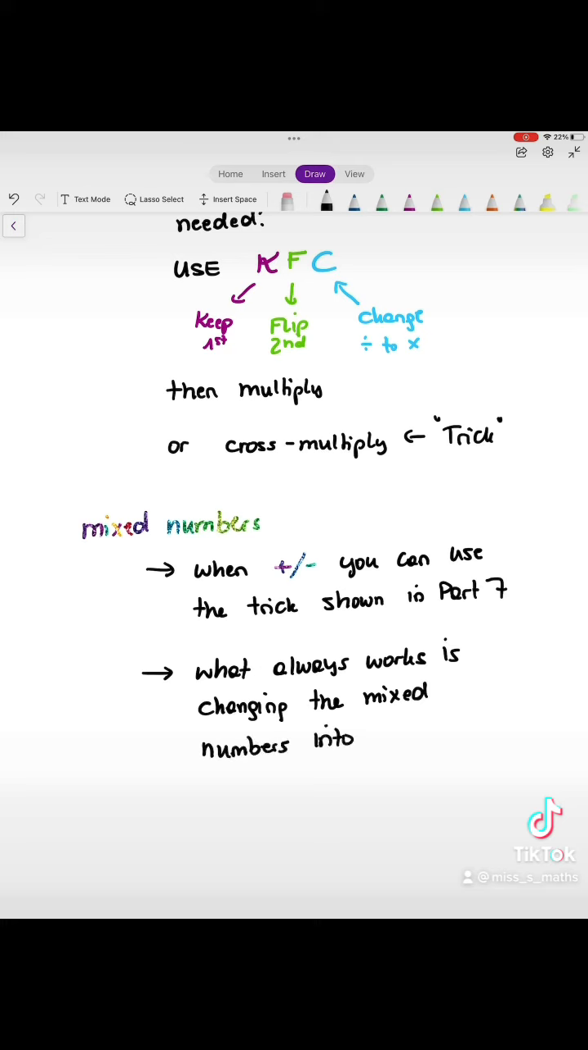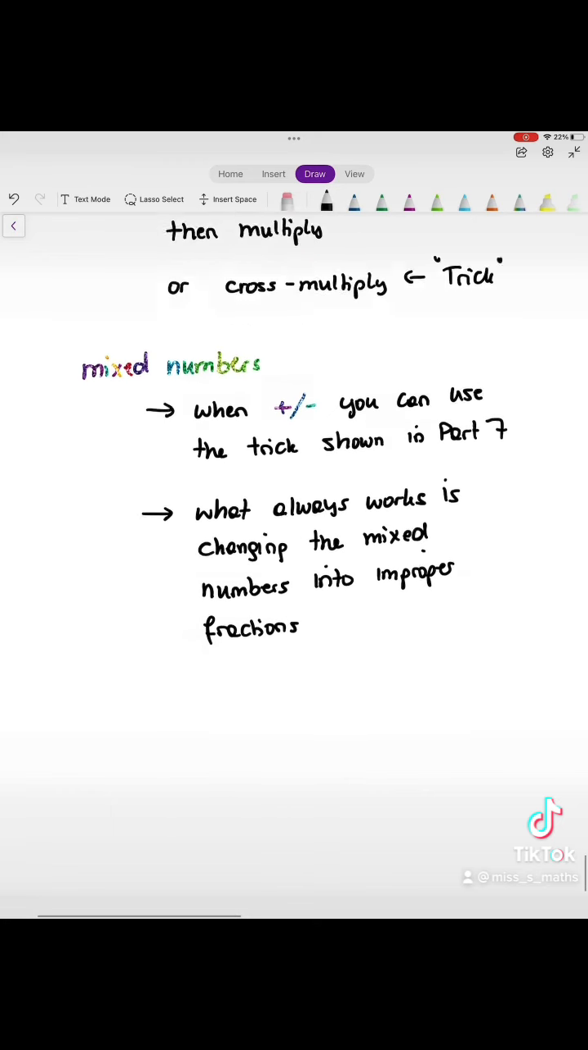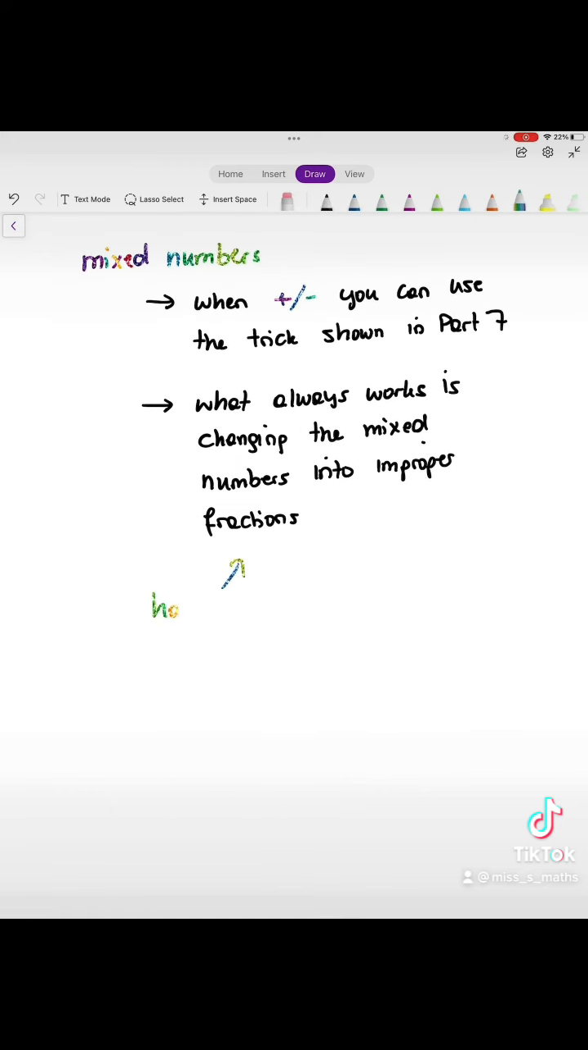What happens then is that you get quite big numerators. So when you add or subtract, I would recommend using the little trick I showed you there. But if you want to play it safe, always change it into improper fractions. And this actually has to happen when you multiply or divide. But when you add or subtract, you have some options there. And that's the summary.